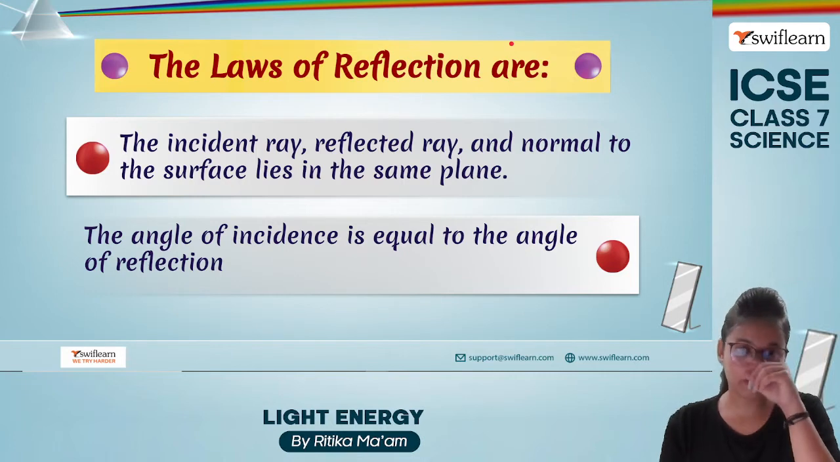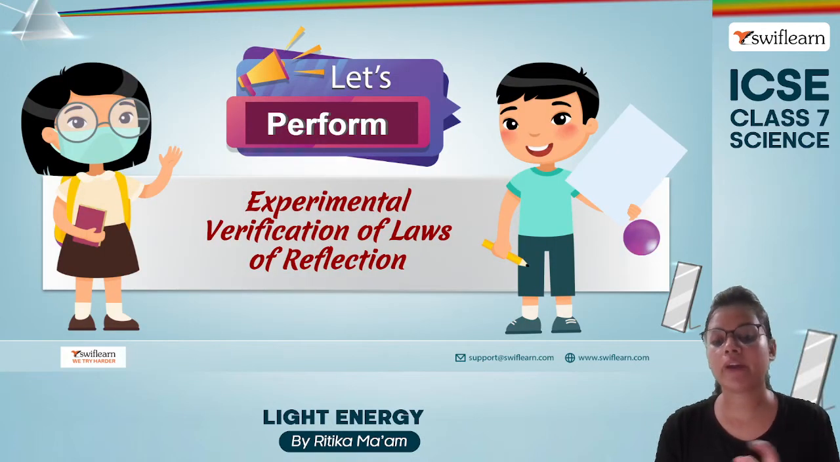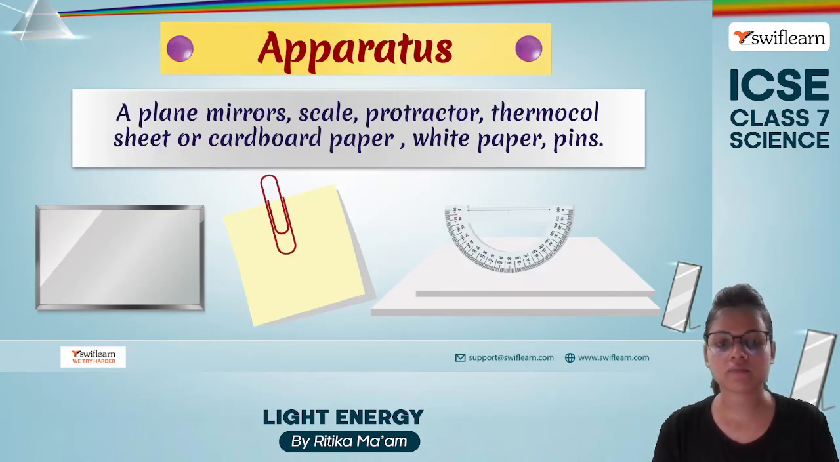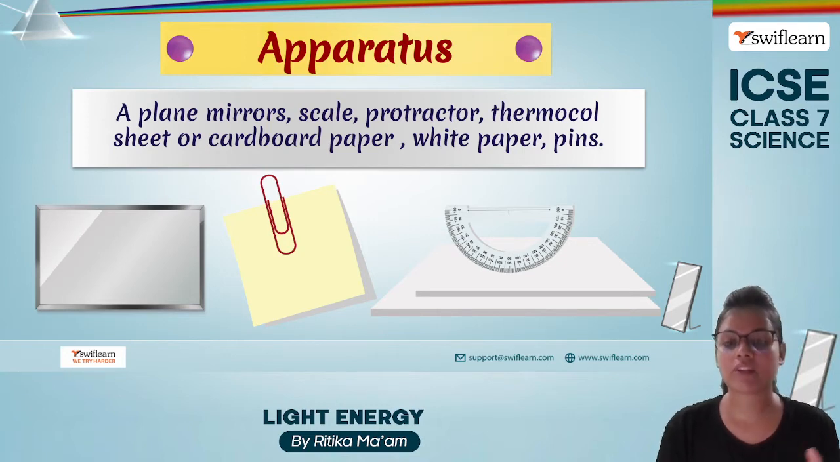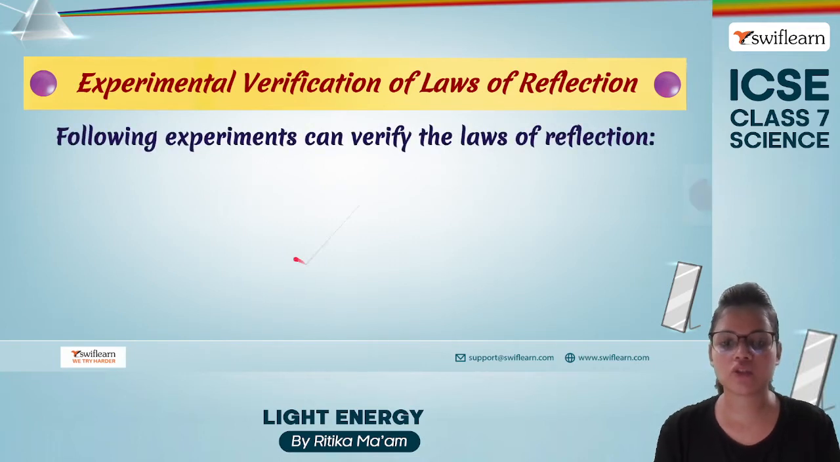Okay, now next, laws of reflection we already saw. Now we are going to perform an experiment and verify the laws of reflection. So what all things do we need? A plane mirror, scale, protractor, thermocol sheet or any cardboard will work, white paper, and some board pins. So let us see what we are expected to do.